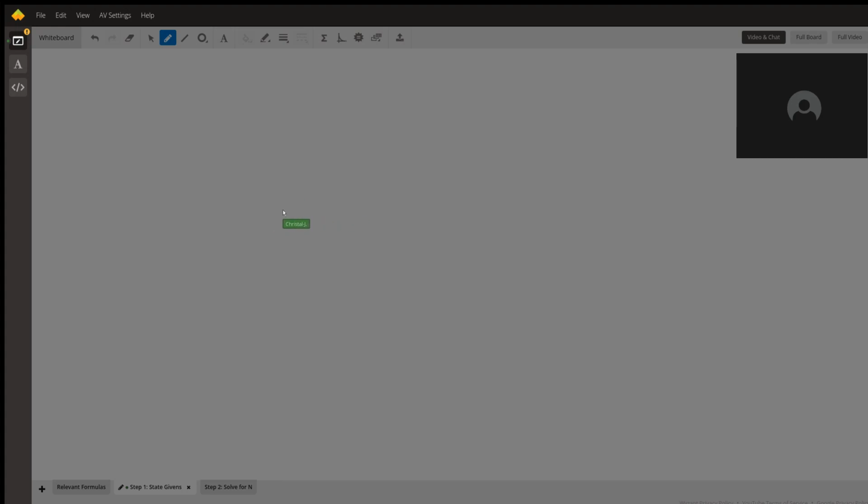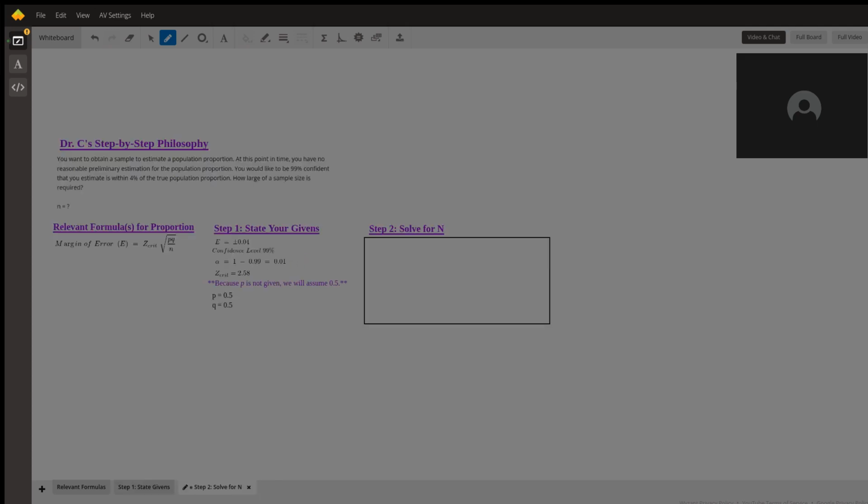Which we have here. After that, if we notice in the givens, at no point did they actually give us the probability of success or failure. So because of that, we are going to be assuming it is 0.5. Okay, so if P is 0.5, that means that Q is also 0.5. All right. So now that we have the margin of error, we have the confidence level, we have the Z critical, and the probability of success and the probability of failure, we need to solve for N.